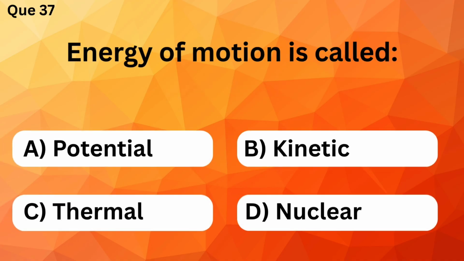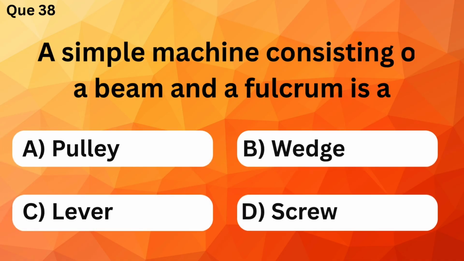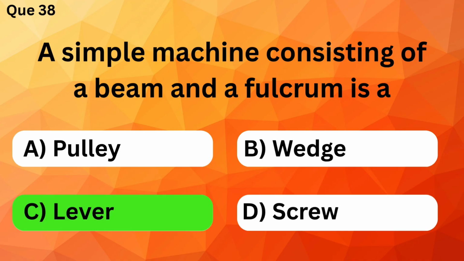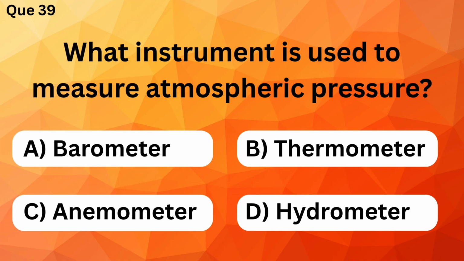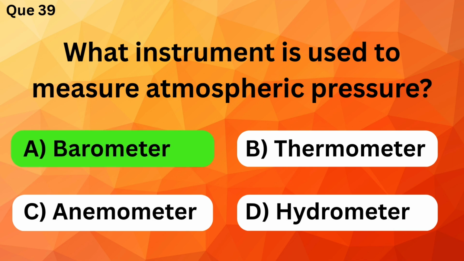Energy of motion is called? B. Kinetic. A simple machine consisting of a beam and the fulcrum is a? C. Lever. What instrument is used to measure atmospheric pressure? A. Barometer.